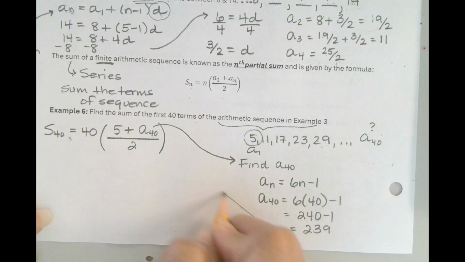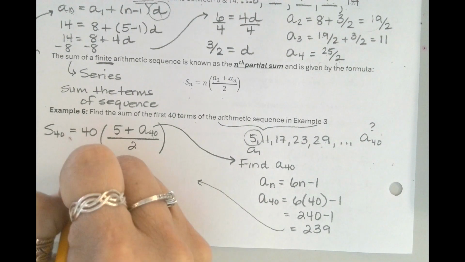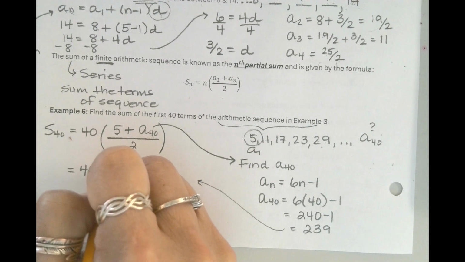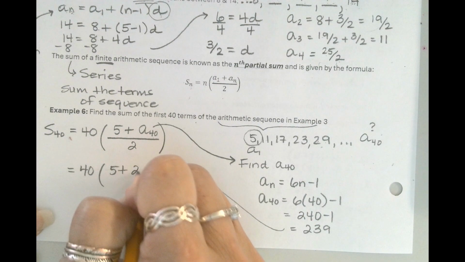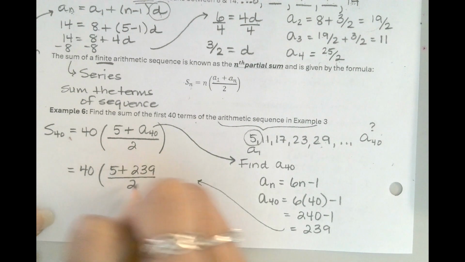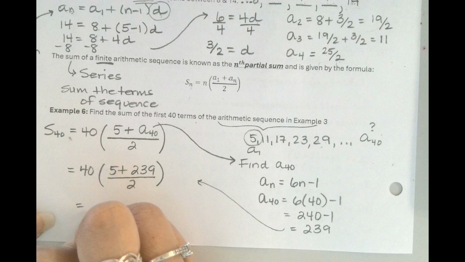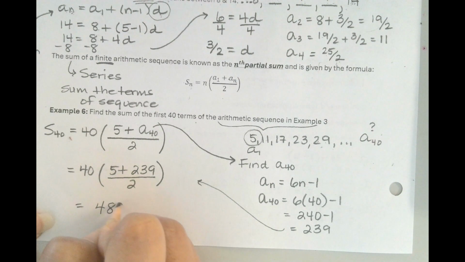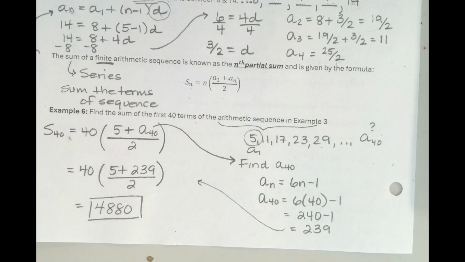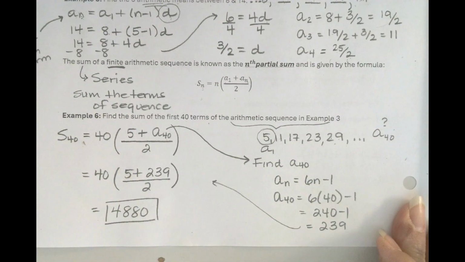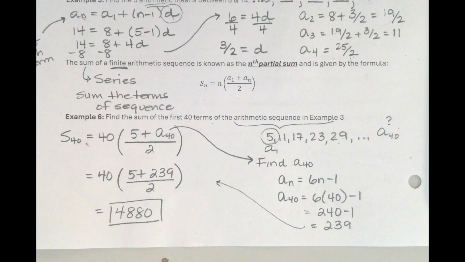So now I can go right back to where we were, put the 40 times 5 plus the value we now know over 2. And when you finish typing all that out, you should get 4,880 as the sum of all those 40 terms. Even though we don't have them all listed, we are still able to calculate that sum. And that's it. That's arithmetic series for you. Thank you for watching.